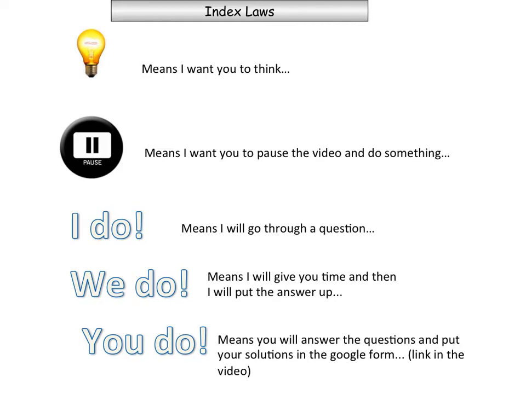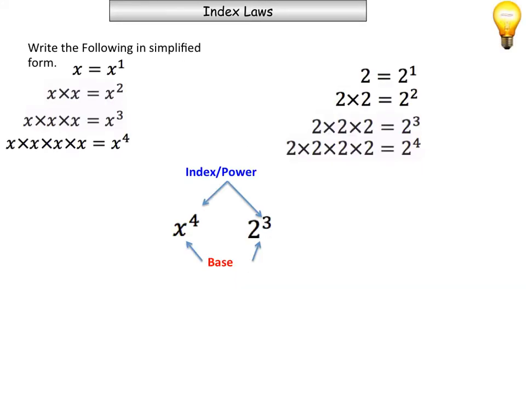This video will look at the index law for division. Just a reminder that we're looking at indices, and in an index we have a base and we also have an index, or what's known as the power. Remembering that x is the same as x to the power of 1, x times x is x to the power of 2, and that means that the index tells us how many times x is multiplied by itself.